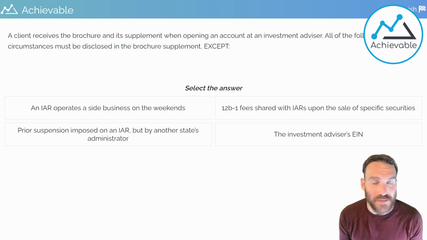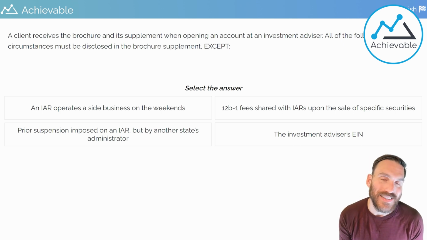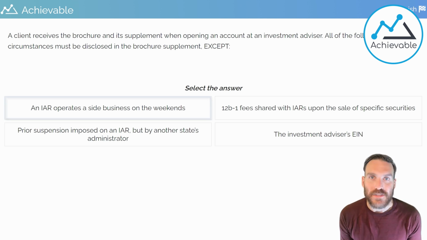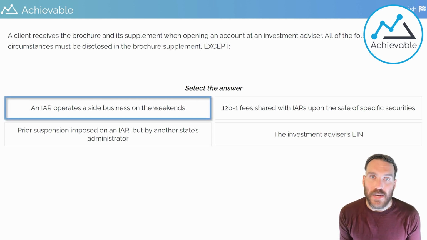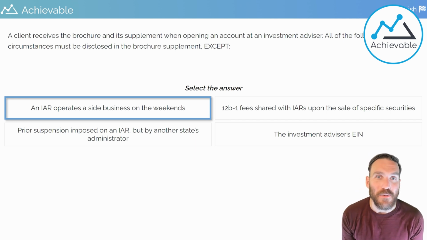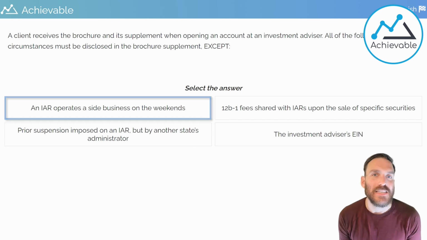Okay, let's see if you know the answer. We are looking for the circumstance that is not required to be disclosed on the brochure supplement. First answer, an investment advisor representative operates a side business on the weekends. Yes, this has to be disclosed. This would fall into the outside business activity section. If we're making any type of money outside of the company we work for, even if it's just mowing lawns for your neighbors for 20 bucks a lawn, that has to be disclosed on the brochure supplement.